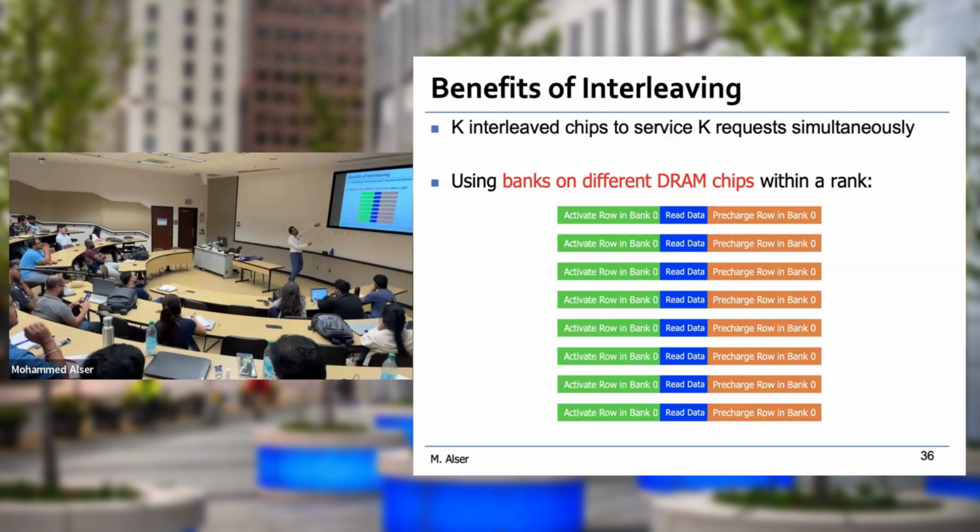So we access bank 0 from chip 1. We activate a row, we read the data, we pre-charge. Activate, read, pre-charge. Activate, read, pre-charge. All happen at the same edge of the clock cycle. So all of them happen at the same time. Now, of course, if we have K chips, then we can service K requests.